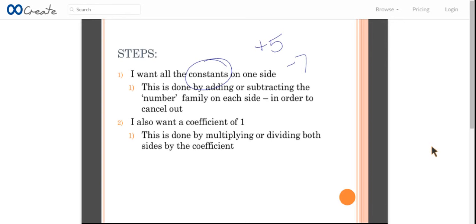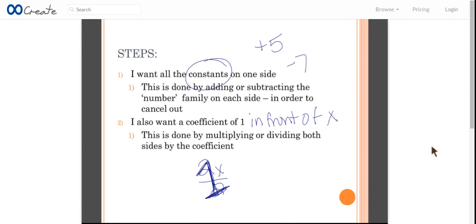And then I also want a coefficient of 1 in front of the x, right? So in order to get that coefficient of 1, I either multiply or divide both sides by that coefficient. So, for example, if I have that 2x, we divide that by 2 because that gives me that coefficient of 1. Okay, that's really what that step means.